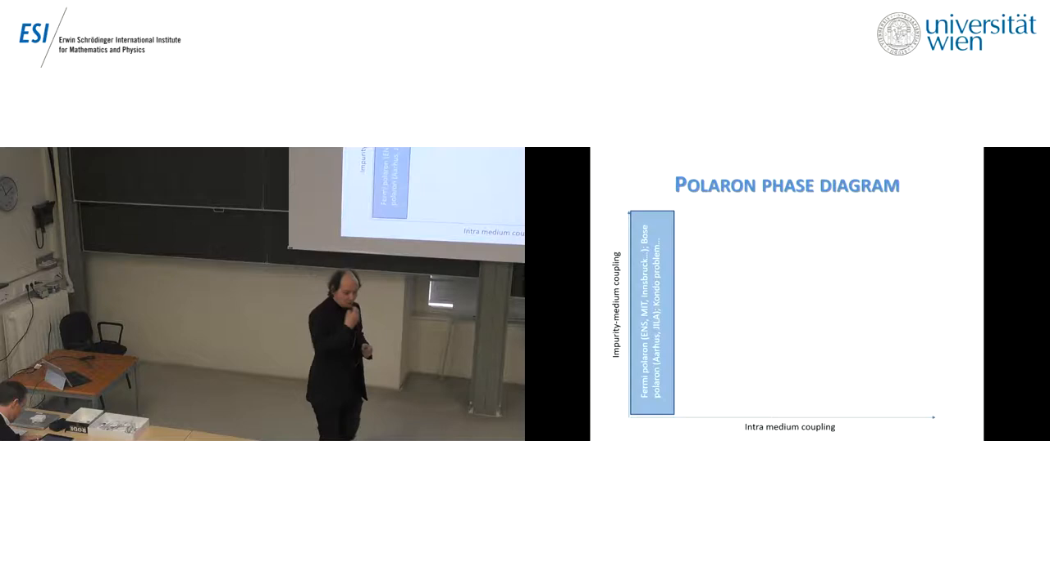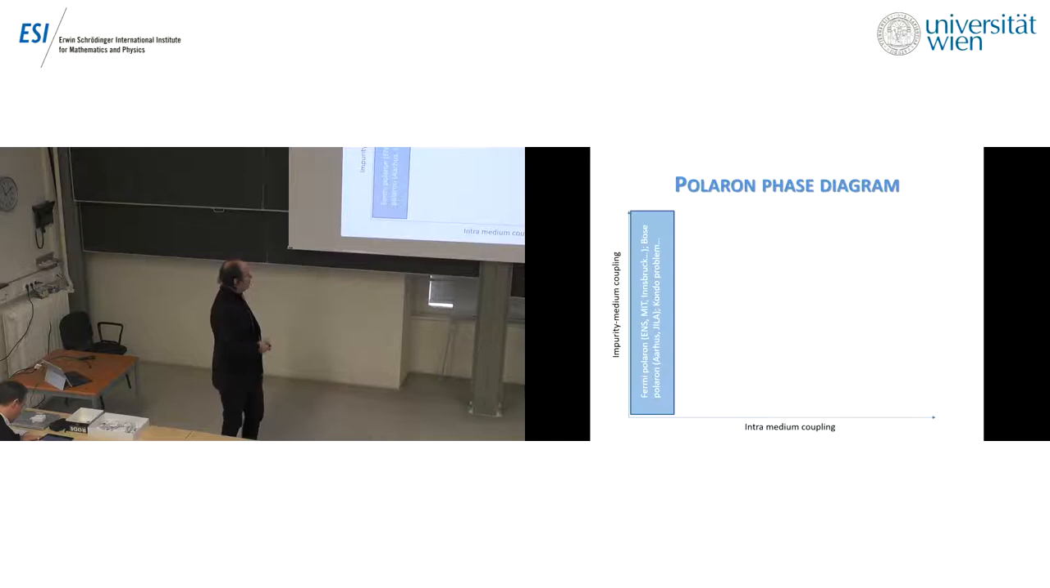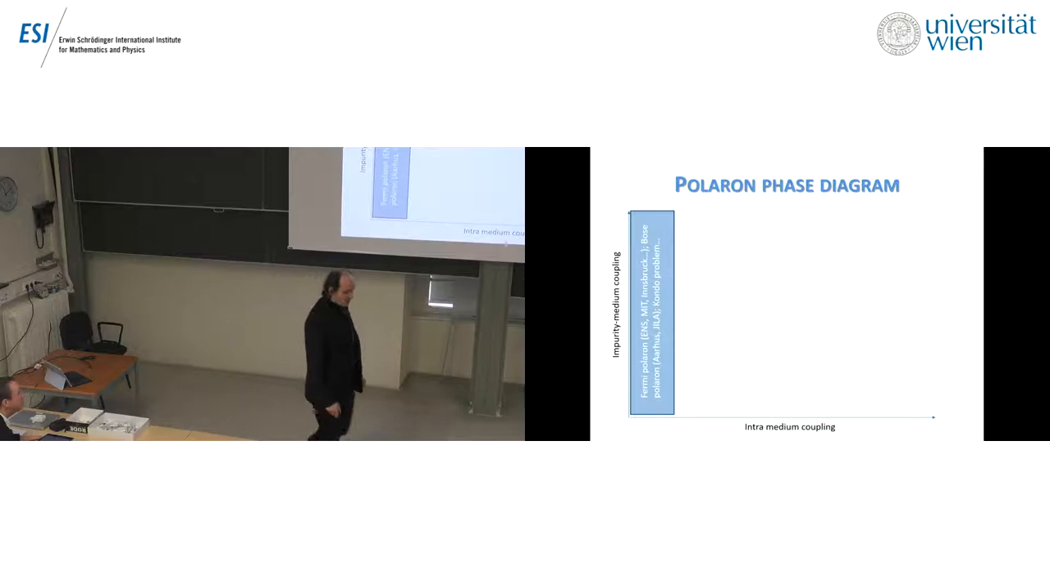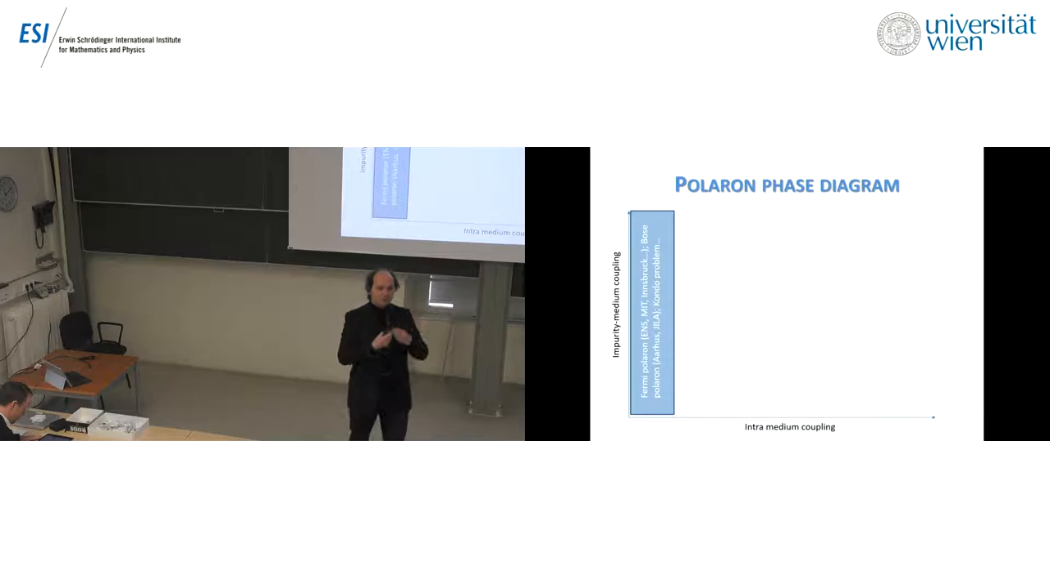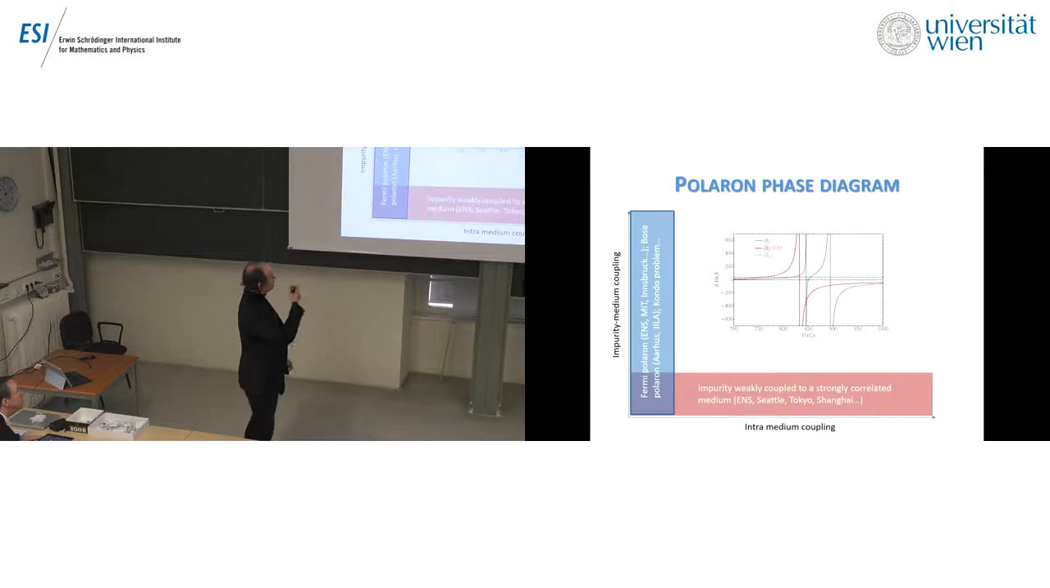So we are on the weakly interacting side for the medium, but we can have impurities which are very strongly coupled. As I said, in our system we have a Fermi cloud, we can create a superfluid of fermions, and we can put bosonic impurities inside this Fermi cloud. And so if you look at the dependence of the scattering length of the different species as a function of magnetic field, this is what you have here.